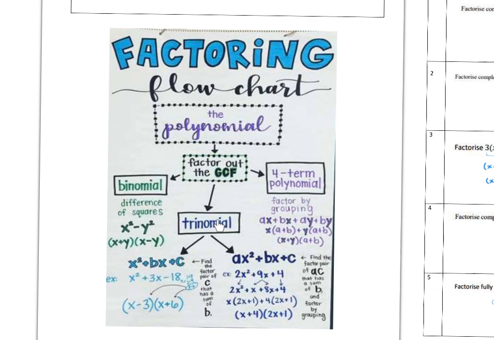Or you have 3 terms, then it's a trinomial, and you have 2 cases for a trinomial. If the coefficient of x squared is 1, you can solve directly. If the coefficient is not 1, you can multiply the first by the last and substitute the middle term and then solve by using grouping. Okay, so first take the common factor, then if you have two terms, difference between two squares. If you have three terms, it's a trinomial. If you have four terms, factorize by grouping.